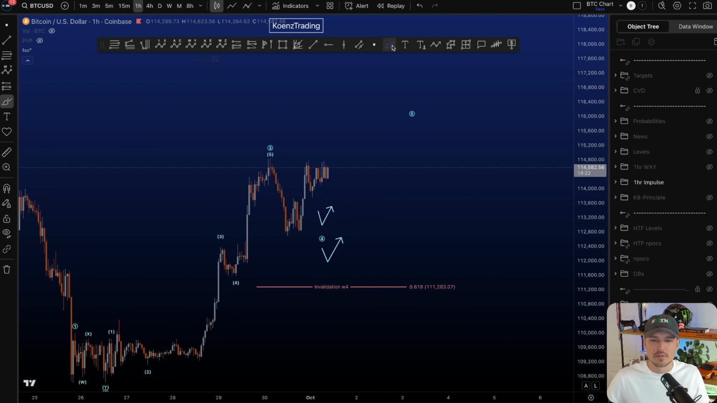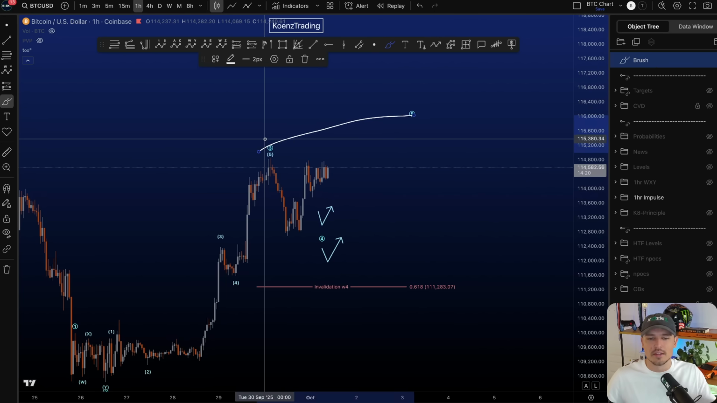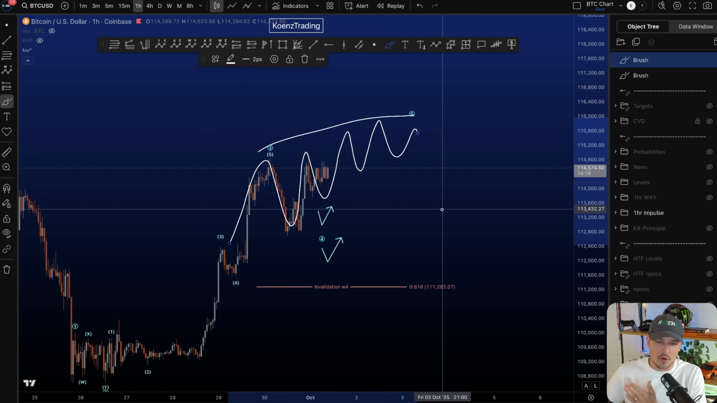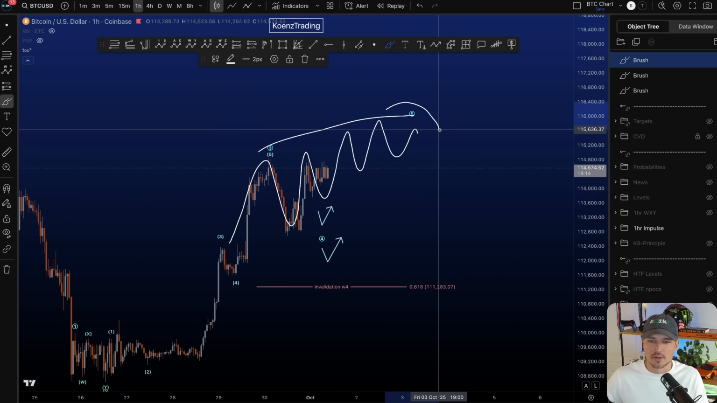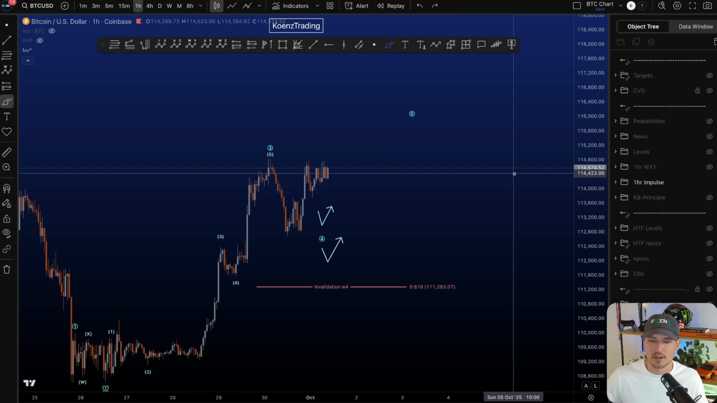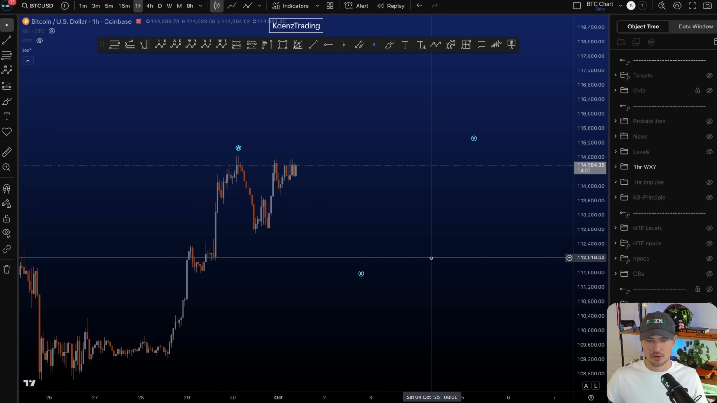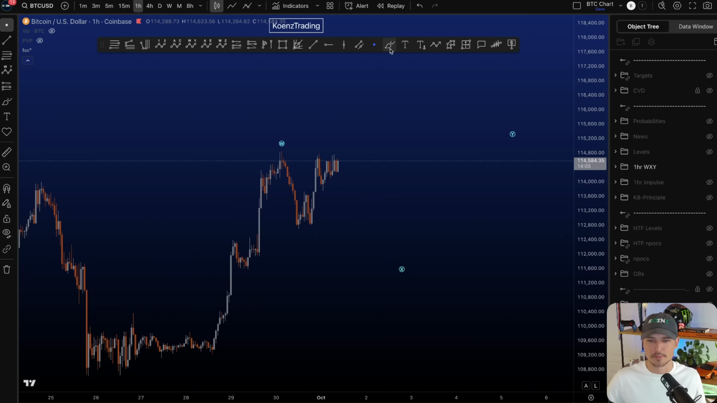Basically, what you're looking for here is a couple more highs, decreasing volume, and you want to have that overlapping structure on decreasing volume into an area of resistance, and then we look for a retracement. Now, on the other hand, we have to consider a WXY.